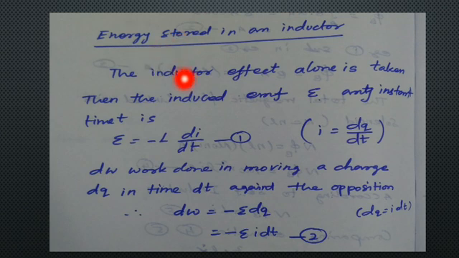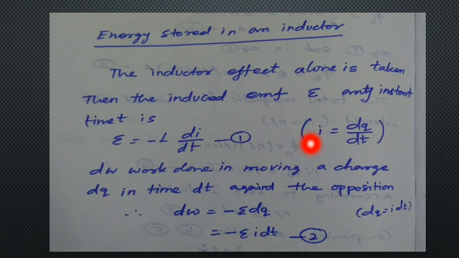See this, the inductor effect alone you are taking. When the current flows through the coil, EMF is induced at that instant of time. So what is the induced EMF? E is equal to minus L di by dt. We already know this, right? So E is equal to minus L di by dt. This is equation number 1.